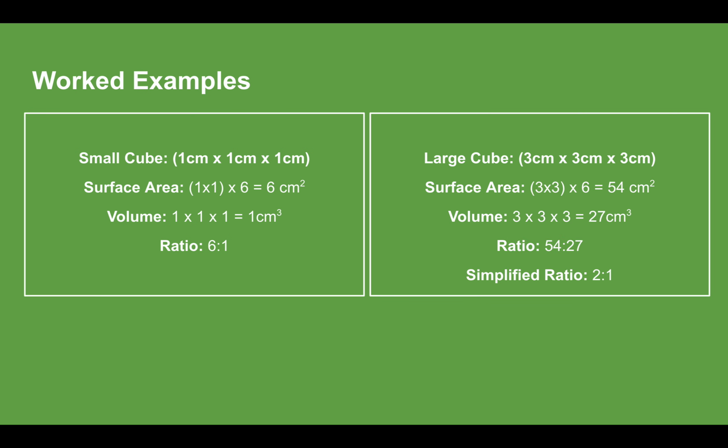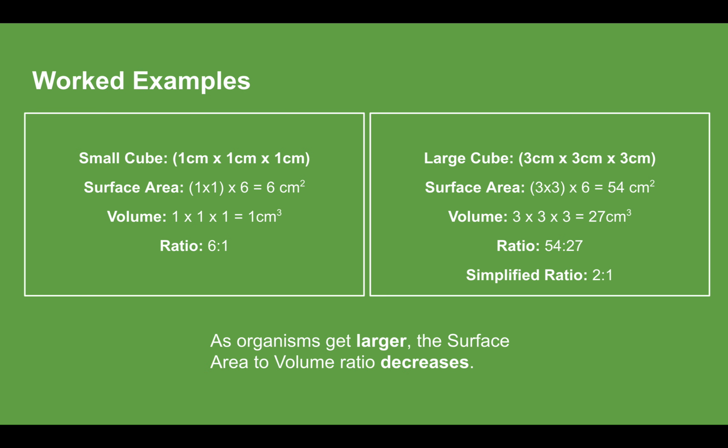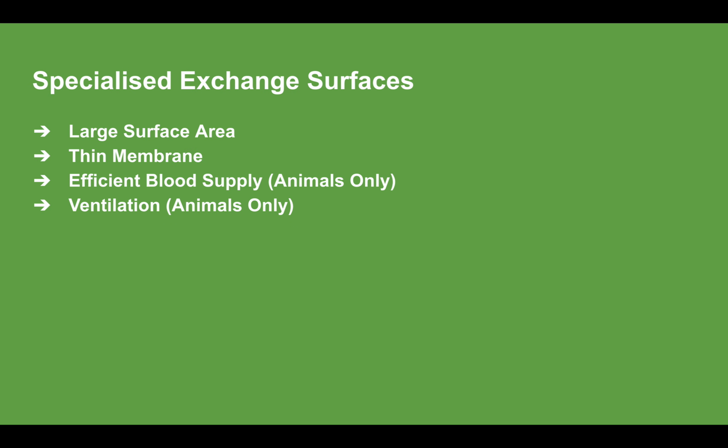Right, here's a large cube. So to find the surface area, 3 multiplied by 3 multiplied by 6, which will give you 54 centimetres squared. To find the volume, 3 multiplied by 3 multiplied by 3, which will give you 27 centimetres cubed. And this is left in the ratio 54 to 27, which can then be simplified to 2 to 1. Now, a key thing to remember is that as organisms get larger, the surface area to volume ratio decreases. So therefore, they share an inversely proportional relationship.